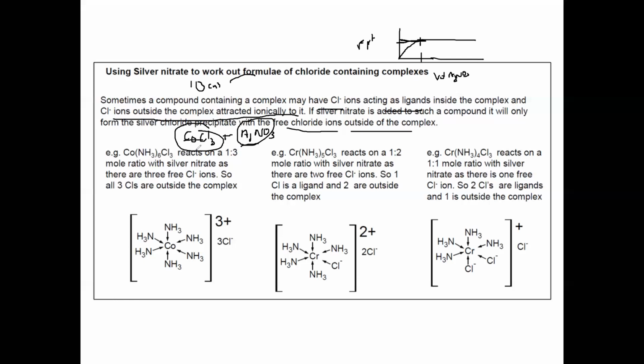If originally I used 10 cm cube of cobalt chloride and needed 30 cm cube of silver nitrate, I can simply say that is the mole ratio, because we have the same concentration. When we have the same concentration, the ratio of the volumes decides the ratio of the moles. So 1:3 is the mole ratio, and using this we can identify that this complex contains 3 moles of chloride ions.